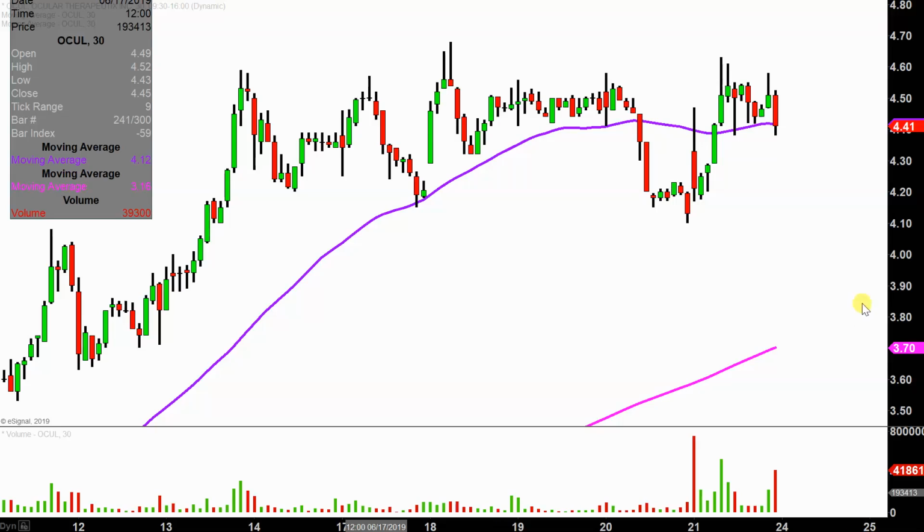Don't mean to state the obvious, but I will anyways. Very nice movement today, not only from the price action perspective, but you look down here at the volume and it's well above average volume on the day.